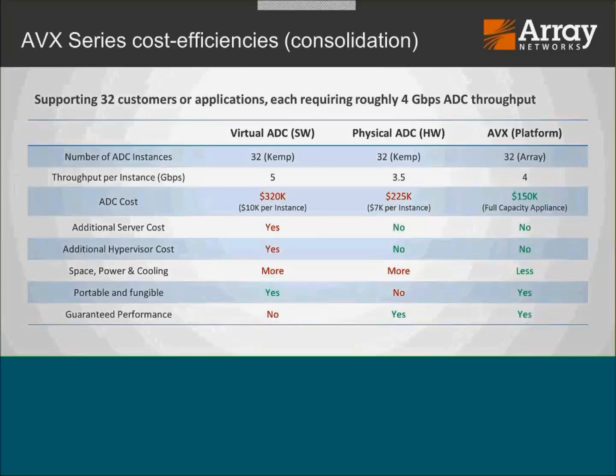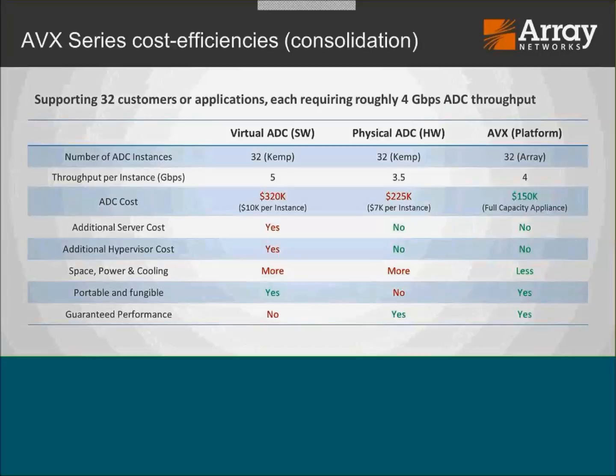In this example, we're going to go with what I set up on the previous slide, which is 32 load balancers, each of which have to deliver roughly 4 gig throughput ADC. And so we see how this shakes out, right? If I want to take the virtual ADC approach using 32 of 5 gig virtual appliances, 10K per appliance, that's $320,000. But I also got to pay for the servers. I also got to pay annual hypervisor licensing costs. There's a lot of space, power, cooling, it's more for all those servers that are hosting that. On the upside, it is portable and fungible. It's a virtual solution. Guaranteed performance, no.